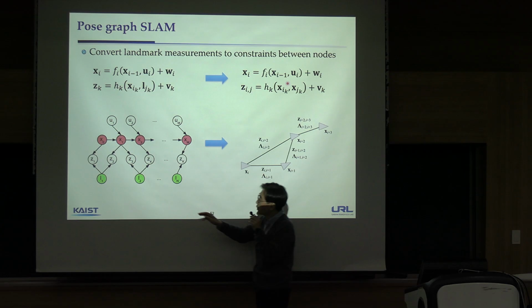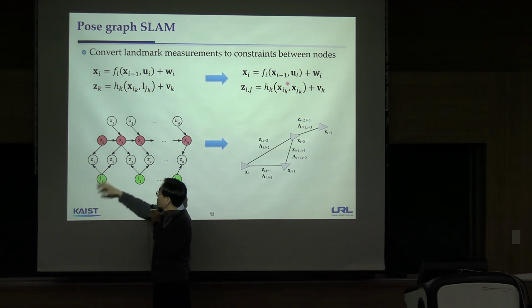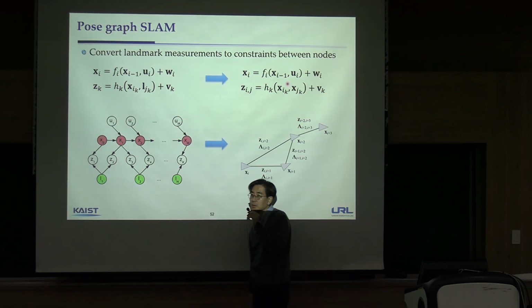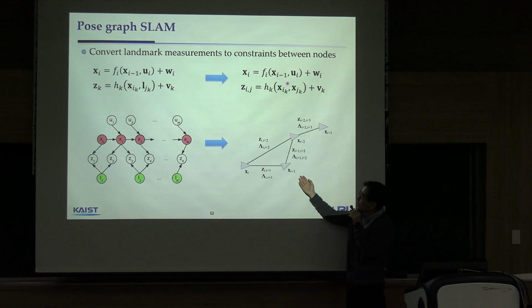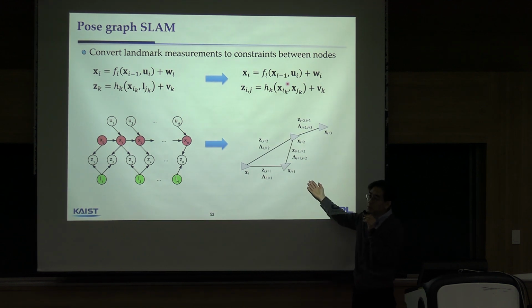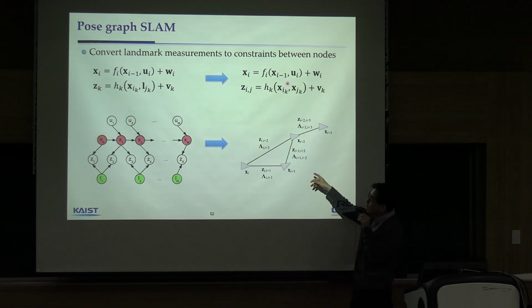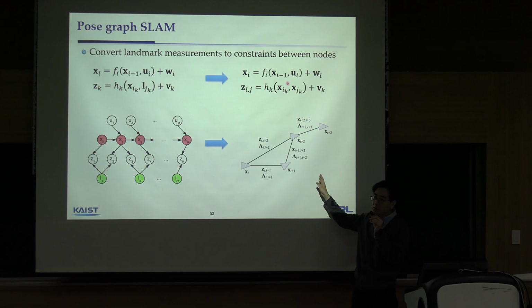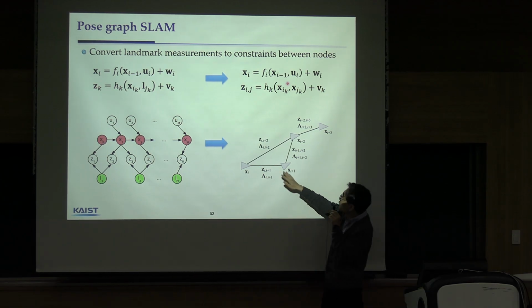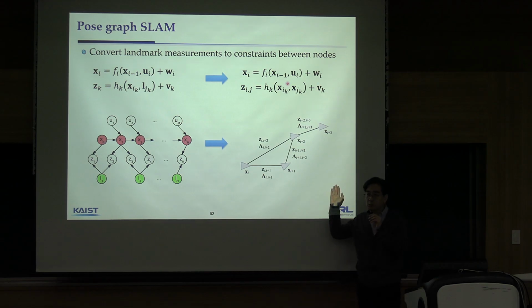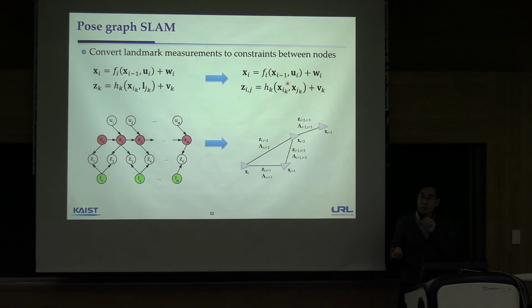Then we can remove those landmarks. We can drop out all this information. Then we can have this simple graph called pose graph. We only have the poses. We don't have the landmark information. So that's why we call it pose graph SLAM. Using this pose graph, we can optimize this graph, then we can recover all the position information.